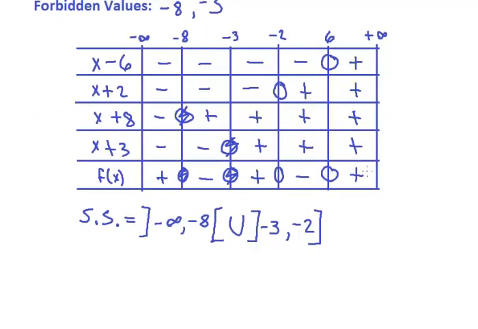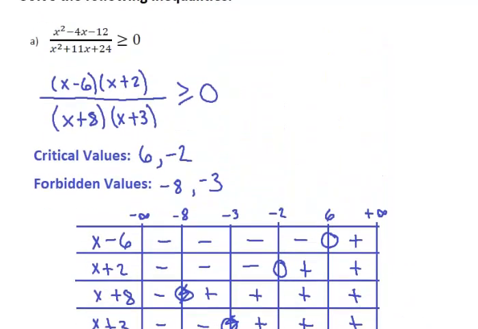The last plus, this one, is between 6 and plus infinity, so union. 6 is 0, so it's closed. And it goes positive all the way until positive infinity. That will be the answer of the exercise. So let's do the next one.